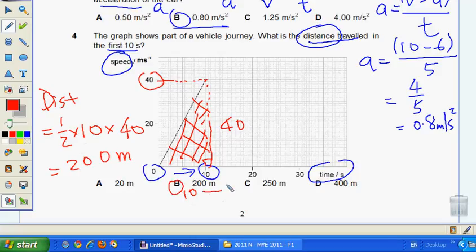Okay, so this is for page 2 of the question paper, which is from question 1 to 4. Okay, we'll start here first.